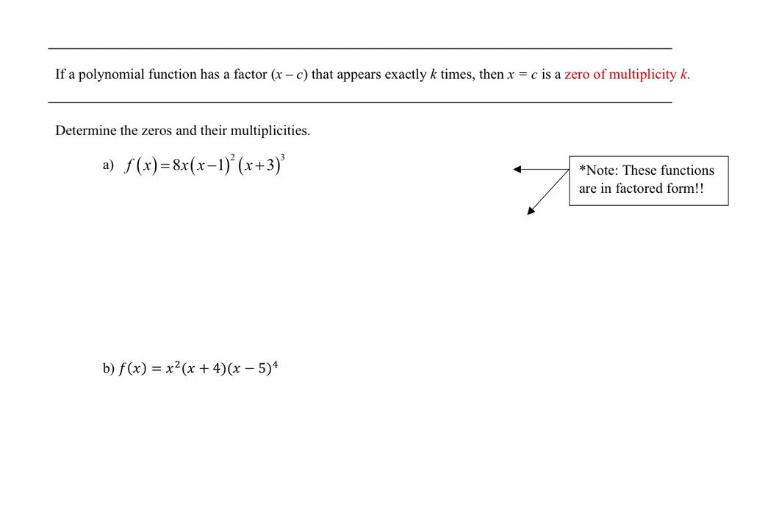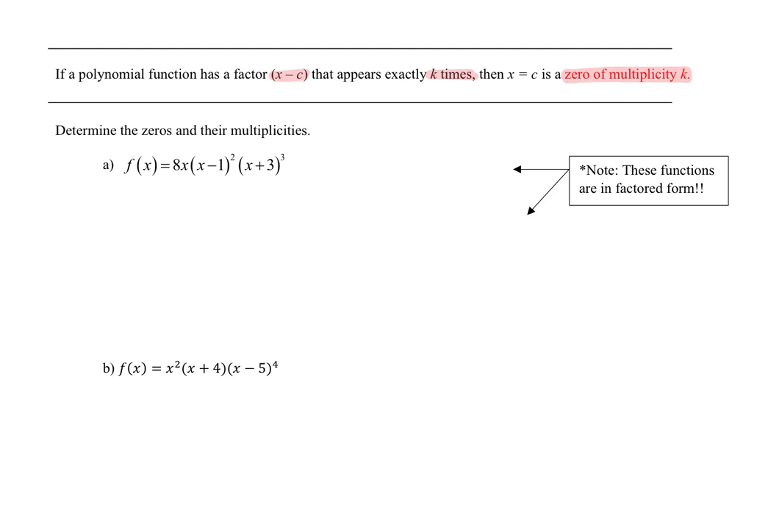In this video, we want to determine the zeros and their multiplicities for these polynomial functions. So first, let's talk about this idea of having a multiplicity. If a polynomial function has a factor of x minus c that appears exactly k times, then we say that zero, which would be x equals c, is a zero of multiplicity k. So let's unpack that. What does that sentence mean? It means that you can have a zero that appears more than one time.